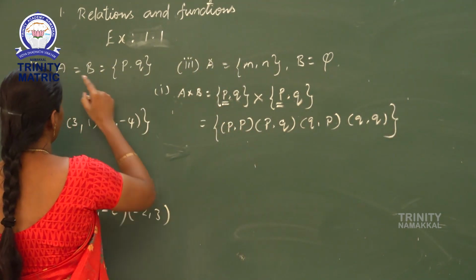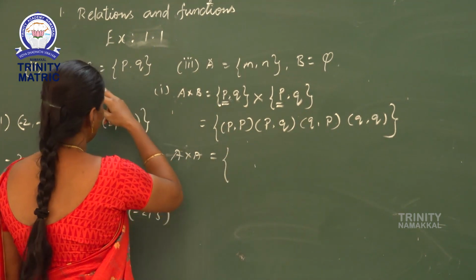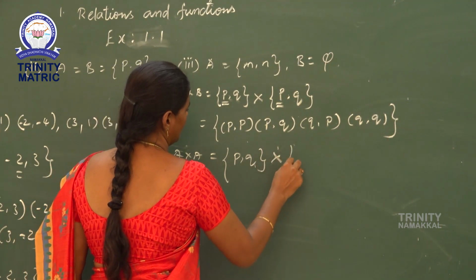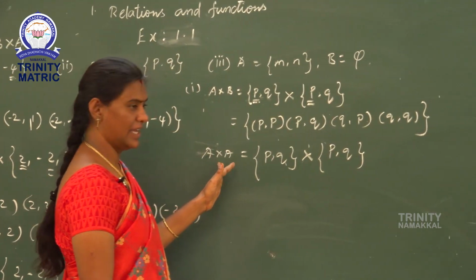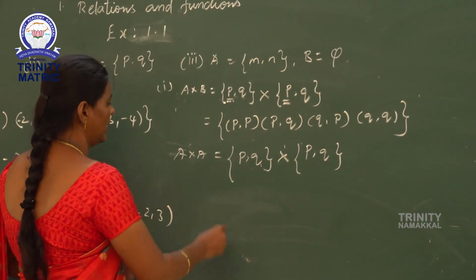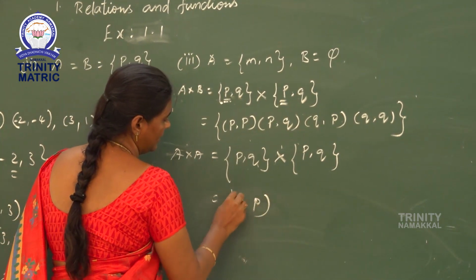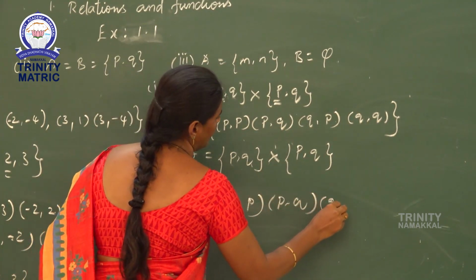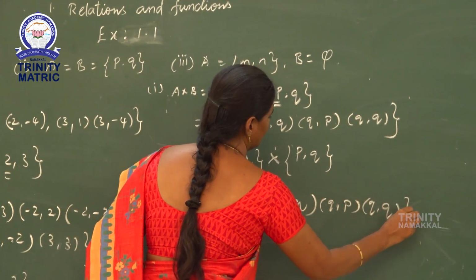You have to find the second one, A cross A. What is the element in A? {p, q}. Next we have to find A cross A. What is the set A? {p, q} cross {p, q}. Now we find the answer. What is this? (p, p), then (p, q), then (q, p), then we take (q, q).